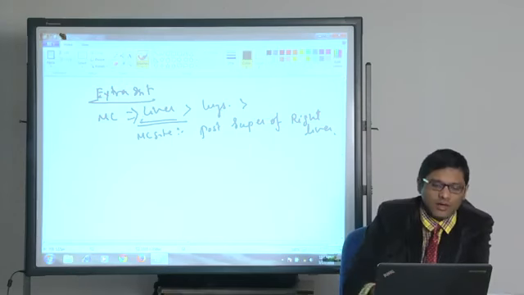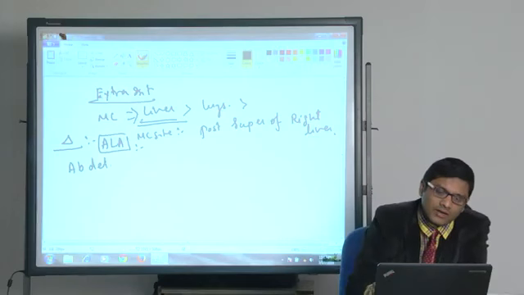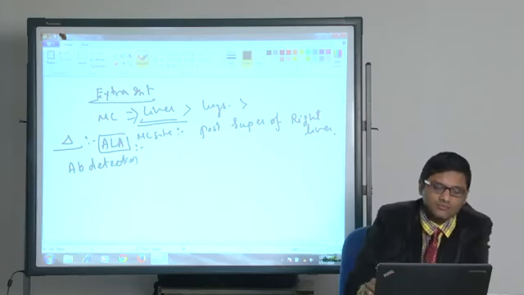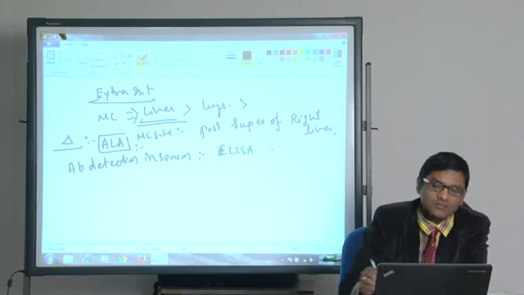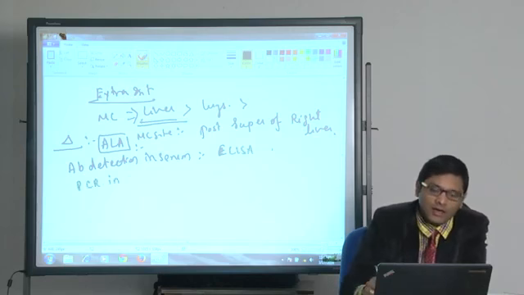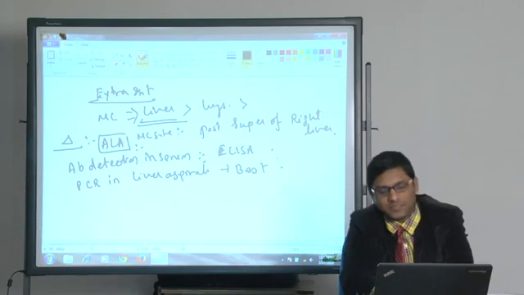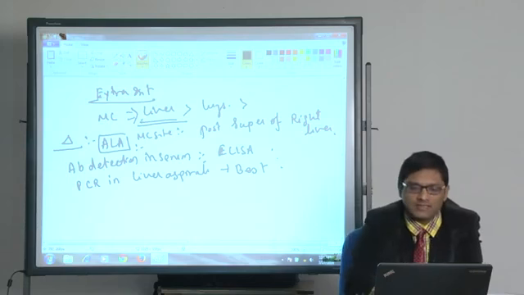Okay, so how to diagnose extraintestinal amoebiasis, especially amoebic liver abscess? Amoebic liver abscess is diagnosed mainly by antibody detection in serum, by ELISA, and other methods can be used to detect antibodies in serum. Of course, PCR in liver aspirate is the best method. PCR using specific primers to detect Entamoeba histolytica genes in the liver aspirate.